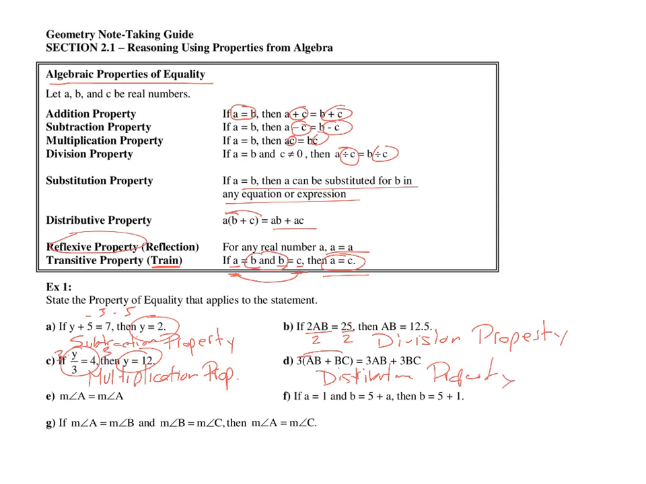All right, for part E, we have measurement of angle A equals measurement of angle A. Well, anything is equal to itself. All right, and part F, we have A equals 1 and B equals 5 plus A, then B equals 5 plus 1. So you're just essentially substituting this in. That's the substitution property.